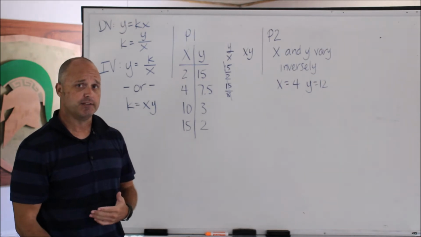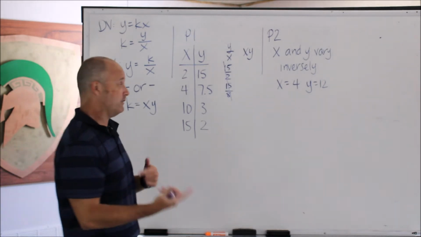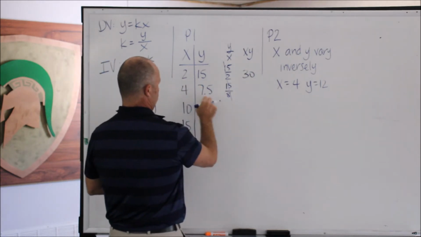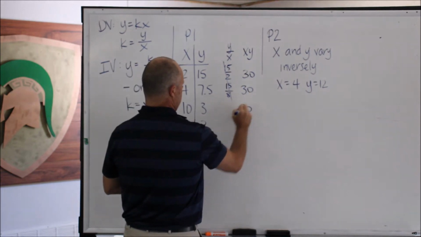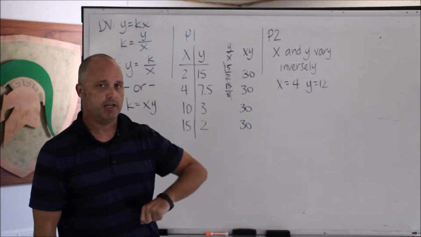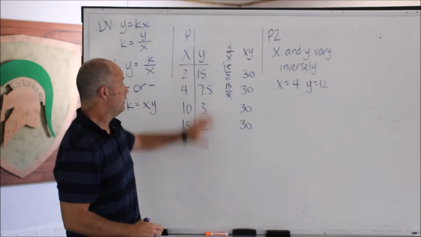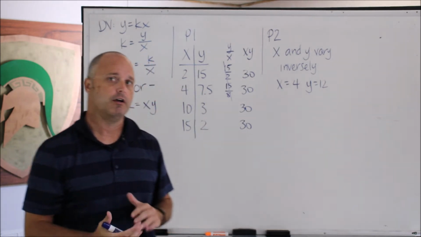So now I'm going to check to see if we have an inverse relationship. To do the inverse relationship, do x times y. So 2 times 15 is 30. 4 times 7.5 is 30. 10 times 3 is 30. And 15 times 2 is 30. Since 30 came up every single time, that means that this chart does demonstrate an inverse relationship amongst the two variables.